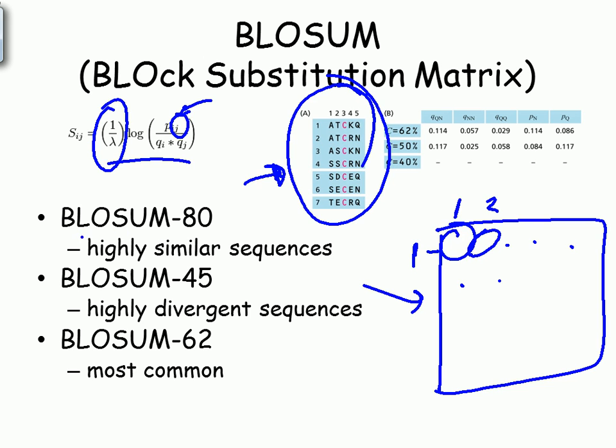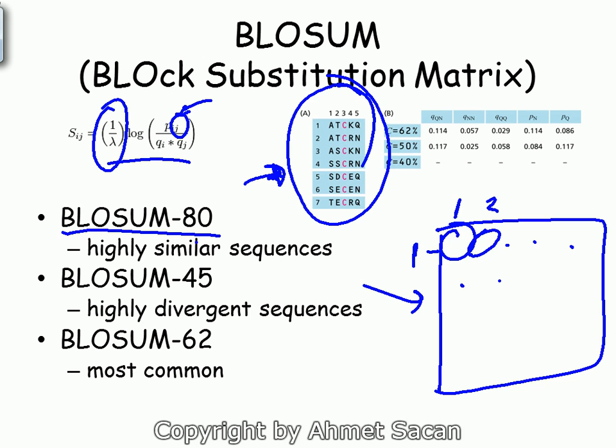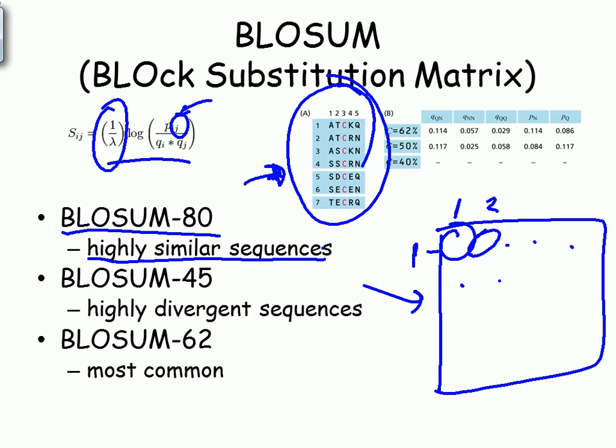And the way that they generated the BLOSUM matrices is by looking at different sequence identity levels. So they collected a bunch of sequences that shared 80% similarity to generate a matrix called BLOSUM 80. So these are generated from highly similar sequences. Okay. And then they looked at another set of sequences that had 45% sequence identity. So these blocks came from sequences that were 45% similar in their sequence.